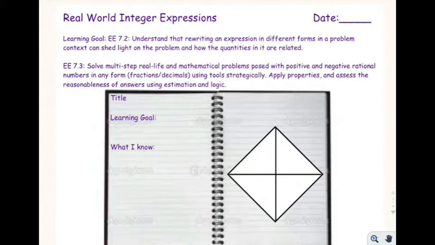So today we're going to talk about real-world integer expressions, and the learning goal has to do with rewriting expressions in different forms so that you can think about how the problem is working. And you'll see some examples that will help you to figure that out. We're also going to solve multi-step real-life problems with positive and negative numbers. Part of this learning goal today talks about fraction and decimal form, which you will see, but we are going to work on converting fractions, decimals, and percents on Friday. So just to give you a heads up of what you should be ready for.